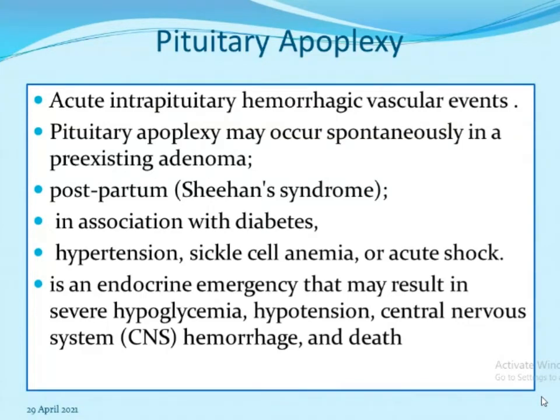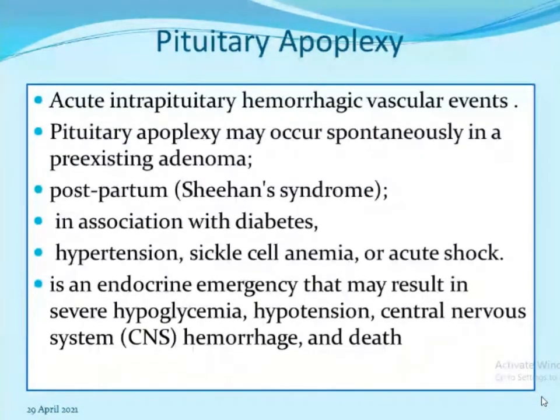Pituitary apoplexy may also occur in association with diabetes, hypertension, sickle cell disease, or acute shock. Usually this is an acute emergency. So here we have the first endocrine emergency, which is pituitary apoplexy. For every gland, I will explain the emergency in that gland. For example, thyrotoxicosis may cause thyroid storm, hypothyroidism may cause myxedema coma, adrenal crisis, and hypercalcemic crisis in the parathyroid. So here in the pituitary, we have pituitary apoplexy.